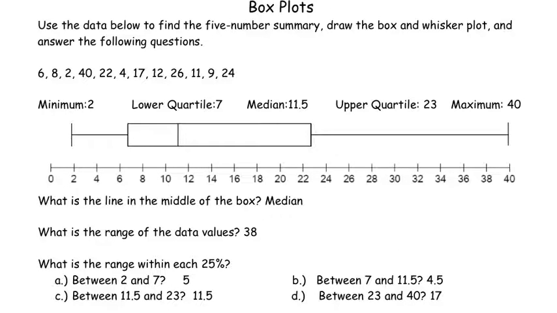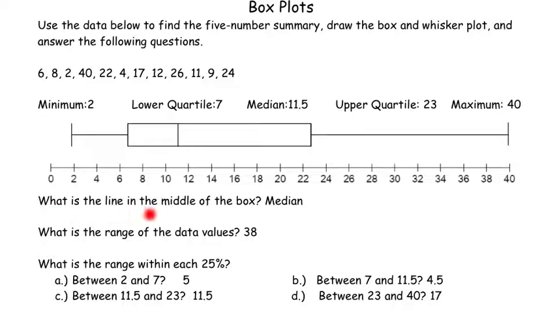The first thing you had to do was create a box plot. And before you did that, you had to order your data from least to greatest and find your 5-number summary. And so the 5-number summary: your minimum was 2, your lower quartile or quartile 1 is 7, your median was 11.5, your upper quartile or quartile 3 was 23, and your maximum was 40.